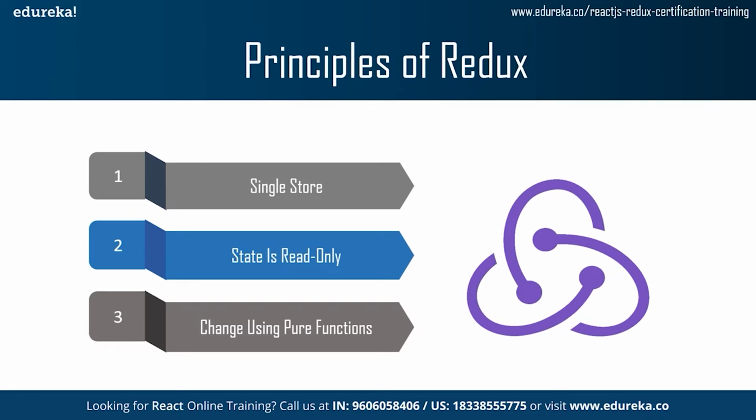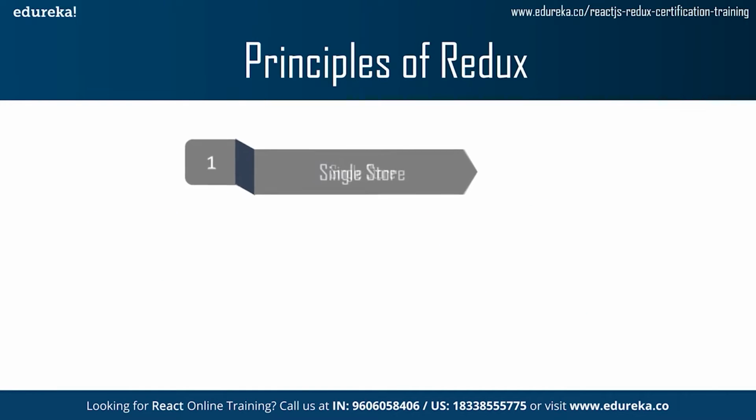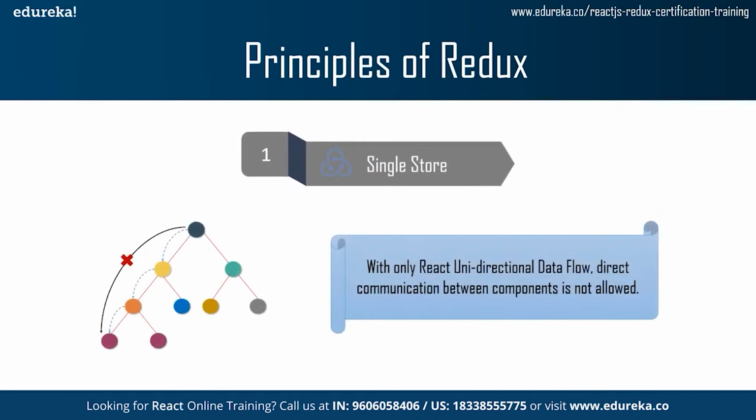The second principle is state is always read-only, and the third one is changes are made with pure functions or reducers. Now, let's understand these principles in detail, starting with the first principle, that is single store. So when I say single store, it means that all my application state is stored in a single immutable store.